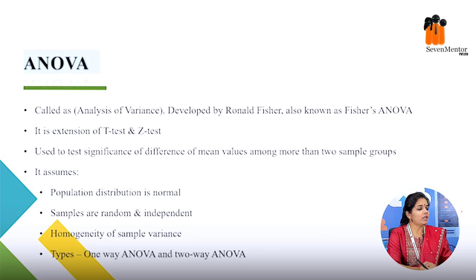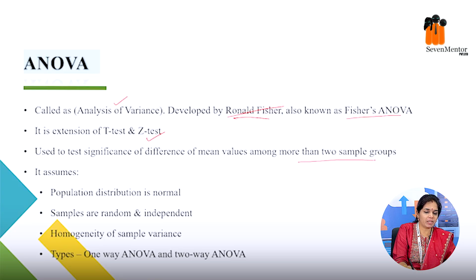ANOVA. ANOVA is analysis of variance. It was developed by Ronald Fisher, also known as Fisher's ANOVA. It is the extension of the t-test and z-test. You can compare more than two samples in the case of ANOVA. Testing the significance of difference of mean values among two or more sample groups can be done.